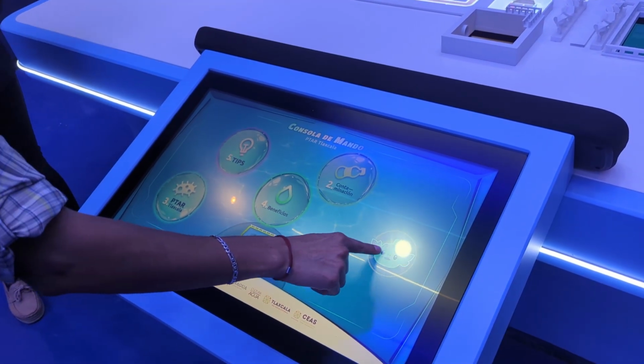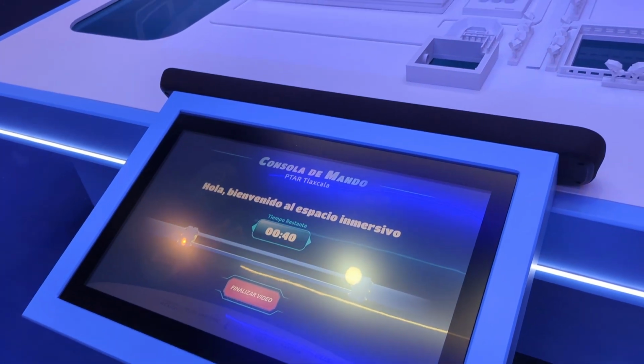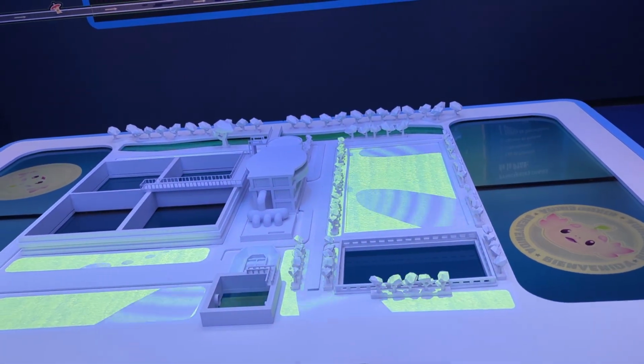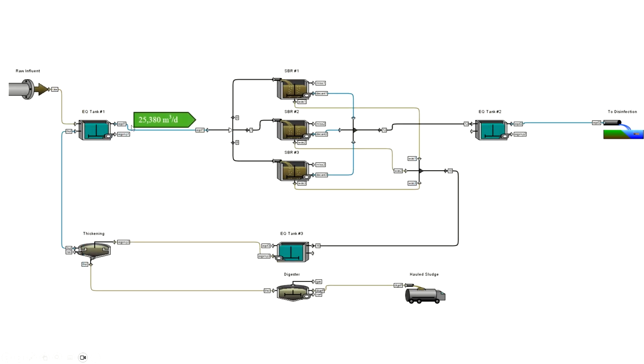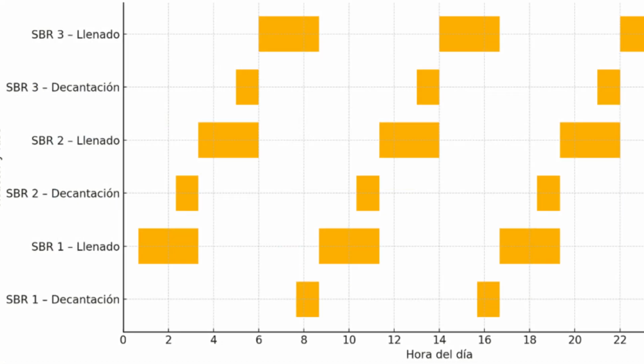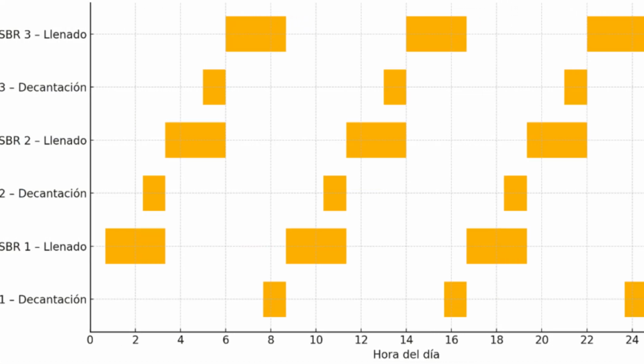Inspired by this type of facility, we are going to use the GPSX simulator to model the operation of an SBR system. Unlike the continuous flow systems, the configuration of an SBR system presents an interesting challenge. How do we handle a continuous inflow in reactors that operate in batches or discontinuously? The key lies in the correct flow configuration to ensure that while one reactor is in its filling phase, the others are completing the other stages of the treatment cycle, thus guaranteeing uninterrupted operation.